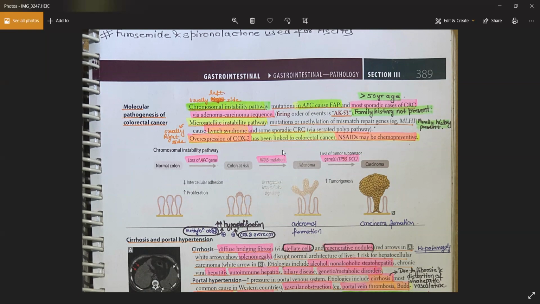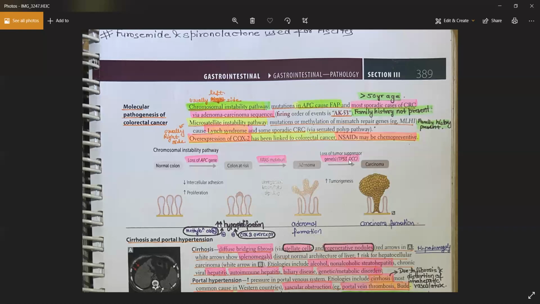Whenever the KRAS is mutated, it can lead to the formation of adenoma, in which the size of the polyp is increased. If the size of the polyp in case of the APC gene mutation was like 8 or 9 millimeter, the size of the polyp after the KRAS mutation will become up to 4 centimeter. So the size is increased, and now you call it the adenoma. It is still a benign lesion.